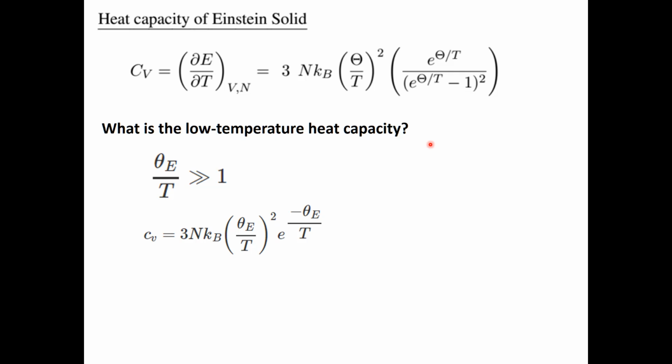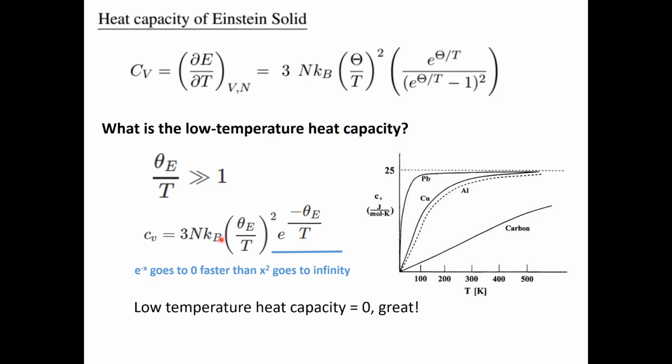And it turns out that e^(-x) goes to 0 much faster than x² goes to infinity. So what that means is that when θ/T becomes very large, in other words, when T goes very small, the heat capacity is going to go to 0, because this term goes to 0 very fast. So that's good. The low temperature heat capacity is 0, and if I look at the observations from experiment earlier, the heat capacity goes to 0 at low temperature. Great.